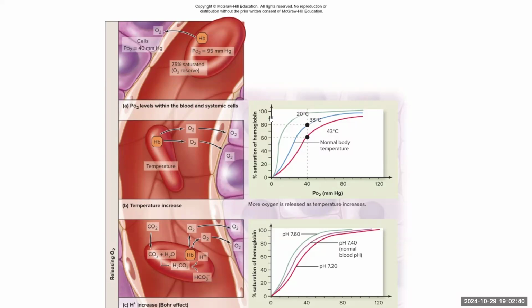We move down here, here's the Bohr effect. When we decrease our pH or increase our hydrogen ion, you'll notice we get that right shift in saturation. Oxygen pops off more. When we increase our pH, it likes to stay on a little bit longer. It has a higher affinity.